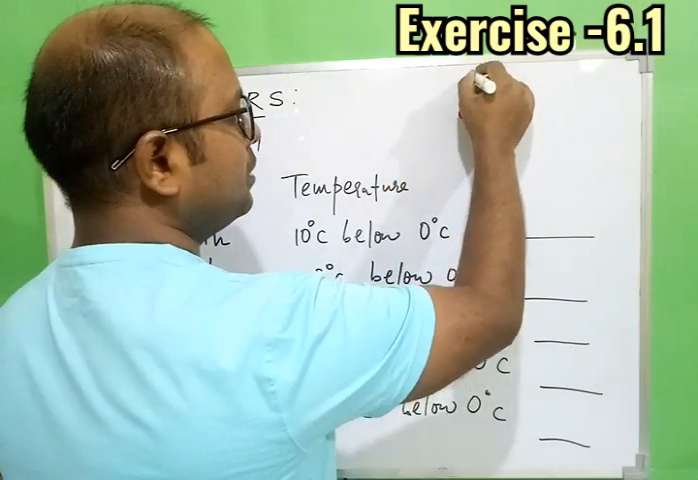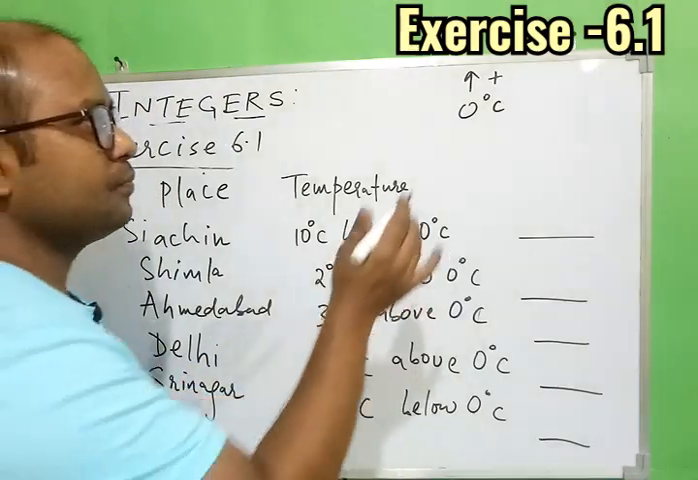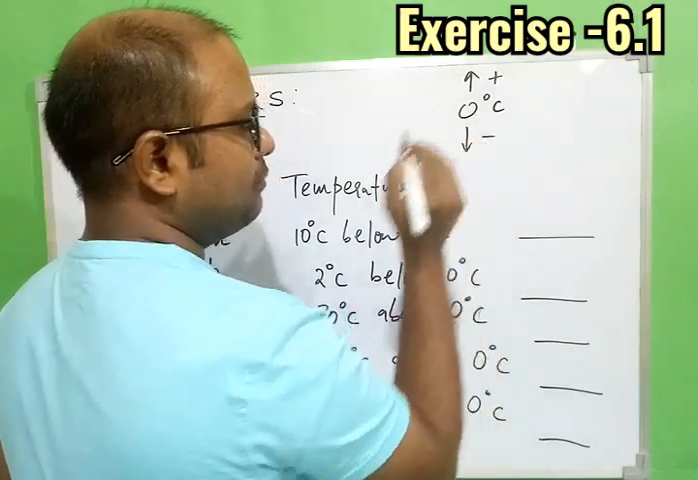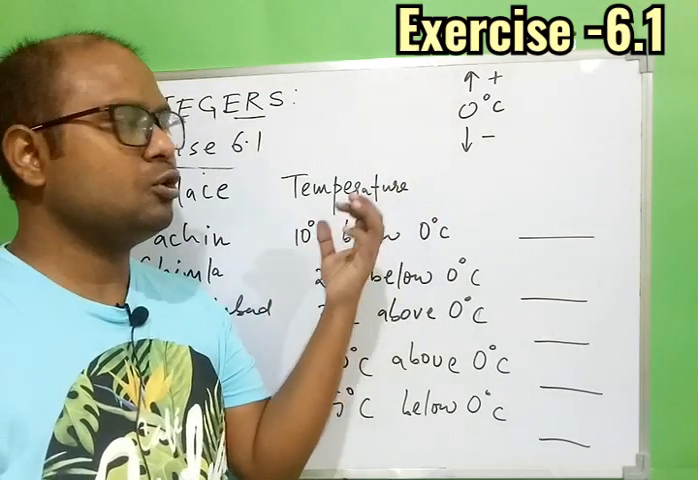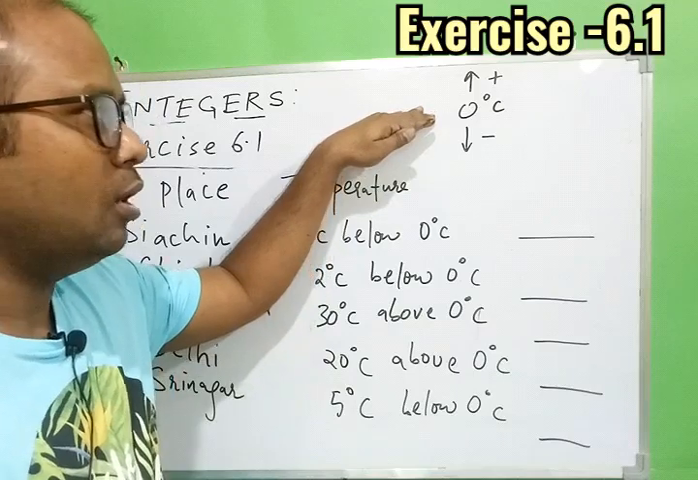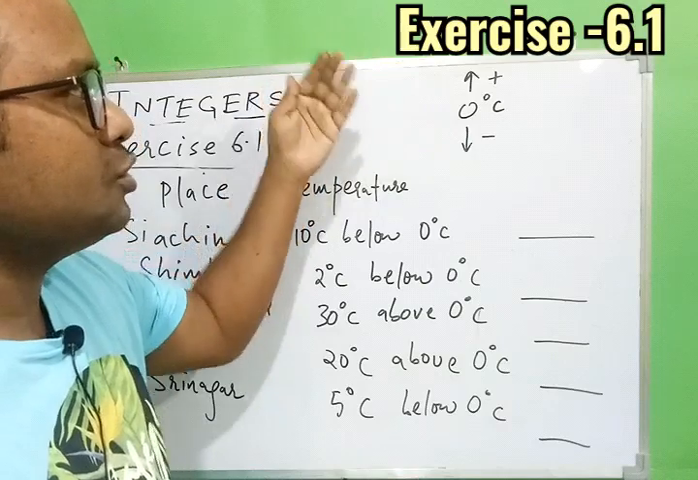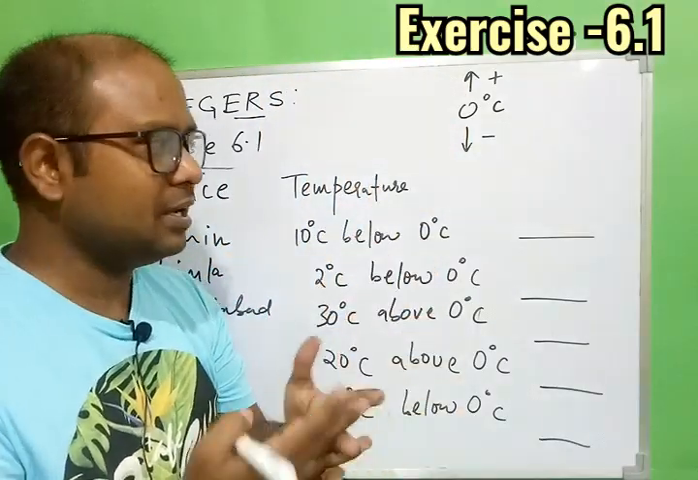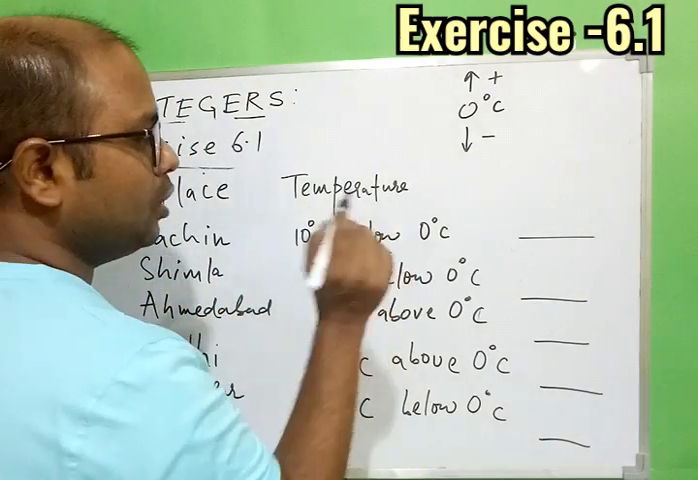So if you go above 0 degree, it will be taken as positive, that is, the temperature will be positive. If you go below 0 degree, the temperature will be taken as negative, that is minus. So that is how temperature can also be shown in the form of positive and negative integers, taking 0 as the reference point or the point from where we start the measurement. Okay, so it is understood: above 0 will always be positive, below 0 will be negative. So here we see 10 degrees Celsius below 0 degree.